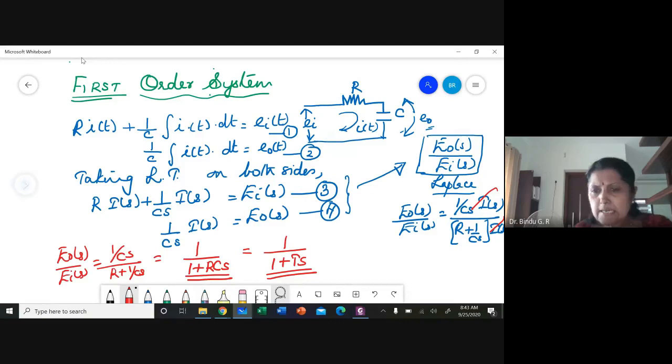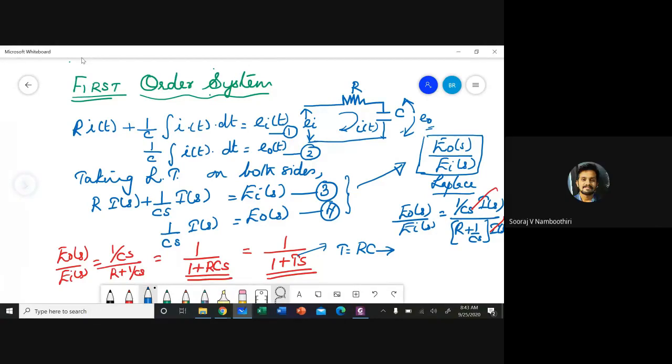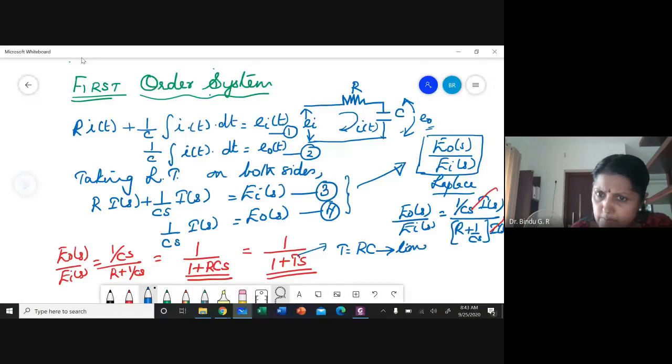Now, what is T called? Do you know what is the terminology for T? T is equal to RC. Is called what? Anyone? You have already learned. Time constant. Correct. T is equal to RC is called the time constant.